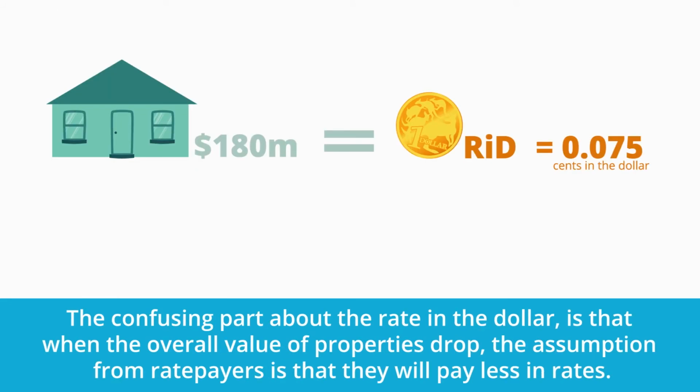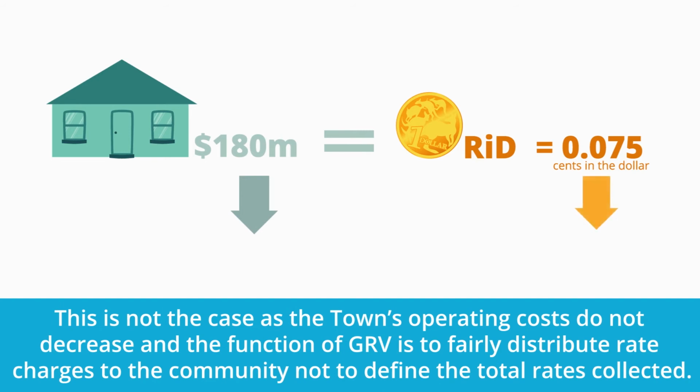The confusing part about the rate in the dollar is that when the overall value of properties drop, the assumption from ratepayers is that they will then pay less in rates. This is not the case, as the town's operating costs do not decrease, and the function of GRV is to fairly distribute rate charges to the community, not to define the total rates collected.